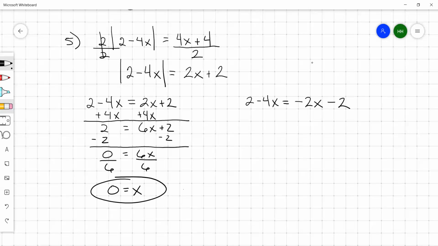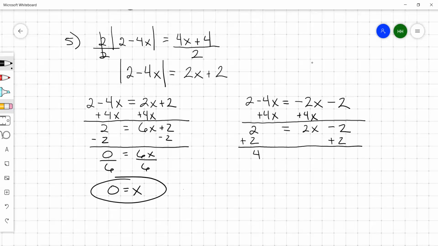We're going to solve this equation on the right. We're going to add 4x to each side. So we get 2 is equal to 2x minus 2. And then we're going to add 2 to both sides here. And 4 is equal to 2x. Going to divide both sides by 2. And we get 2 equal to x.